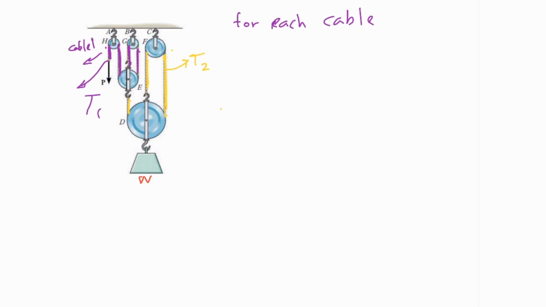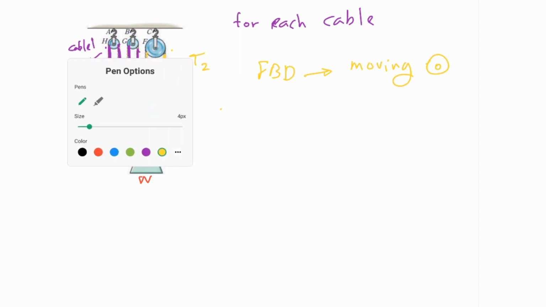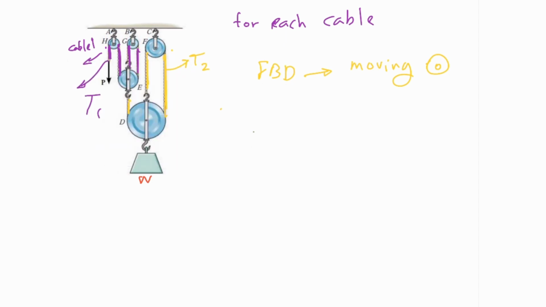The thing here is that writing the equations for these guys is not so helpful because they're connected to the ground or to the ceiling, but writing down the equations for these guys is very helpful, meaning that we do free body diagrams for the moving pulleys. Okay, the pulleys which are moving, we are interested to do the free body diagram for them. The first one is this guy.